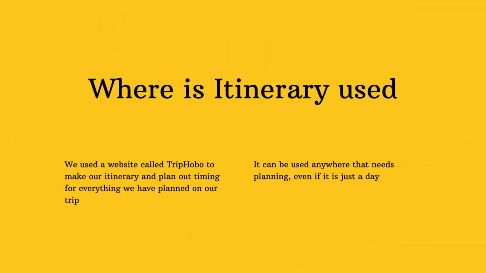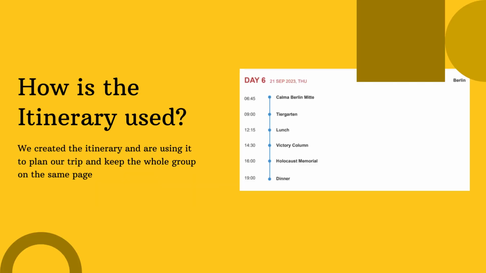Where is it used? We used a website called Trip Hobo to make our itinerary and plan out timing for everything we planned on our trip. We have it broken down to a day by day basis and what time each activity that we're doing. It also can be used anywhere that needs planning, even if it's just a day or whatever it may be. You can use an itinerary and create one.